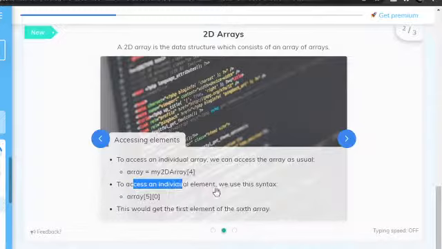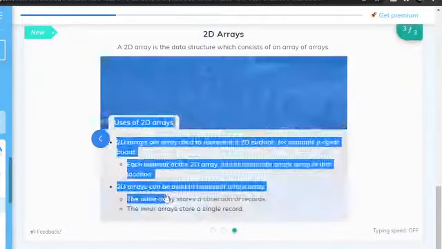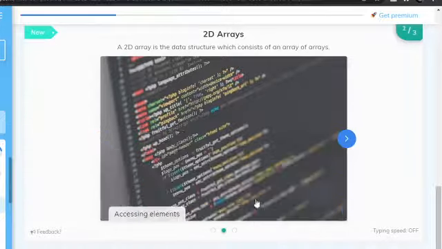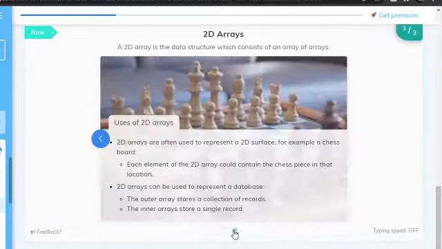But to access an individual element, you use this syntax: 5,0, which would get the first element of the 6th array. I will draw this out for you in a second. 2D arrays are often used to represent 2D surfaces, for example a chessboard. Each element of the 2D array could contain the chess piece that has a location. 2D arrays can be used to represent a database. The outer array is a collection of records. The inner array stores a single record.